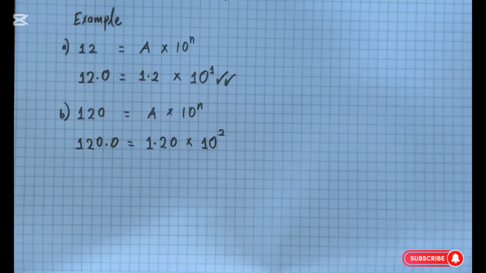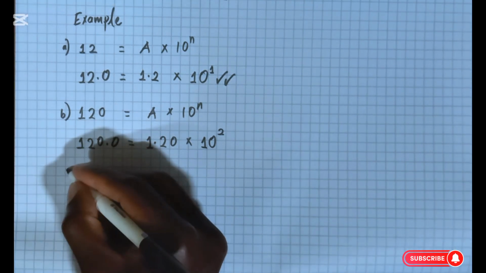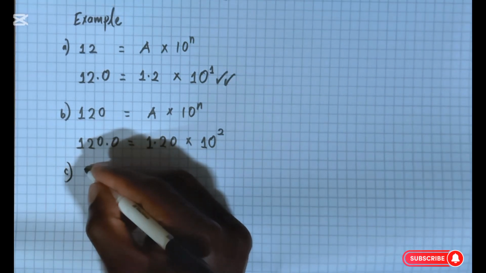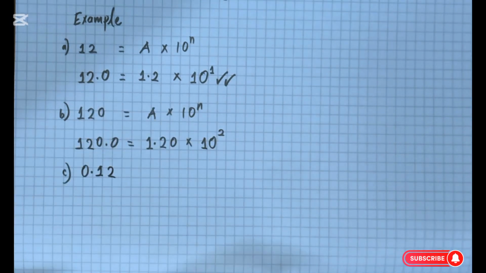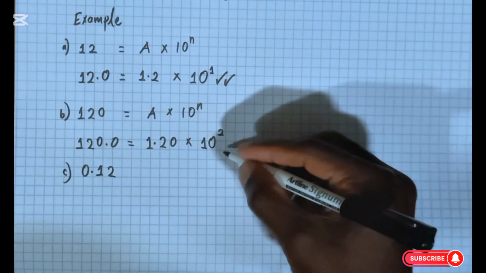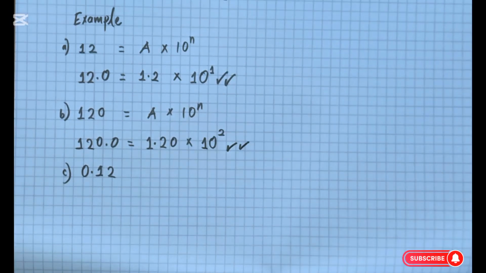So for our next example, I'm going to use a number that is slightly less than 1. Assuming you are given a number like 0.12, and you are told to write it in its standard form, how do you go ahead and approach this?